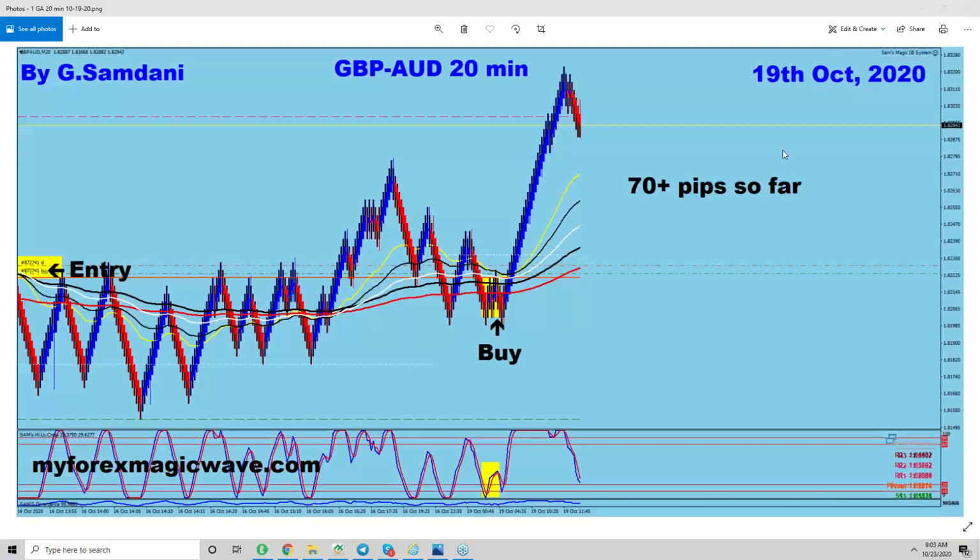So let's get started. The week started on the 19th October, and this is the first trade on pound Aussie from the 20-minute chart. This is the setup. This indicator is all the way down, and yellow is above the black, higher low, open the trade. Right, so buy order here, SL move to break even. All of my trades, you will see all the charts will show my entry here. So this is the first one.